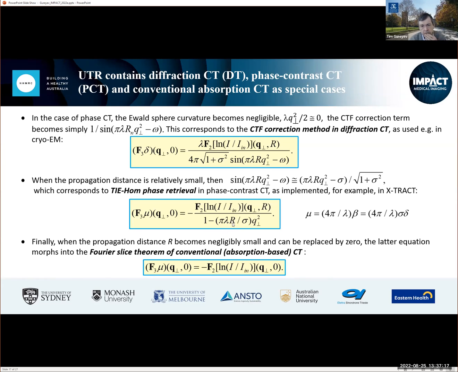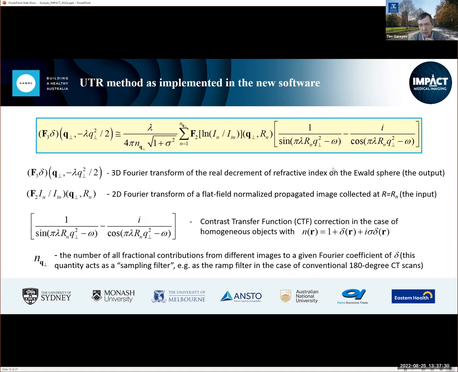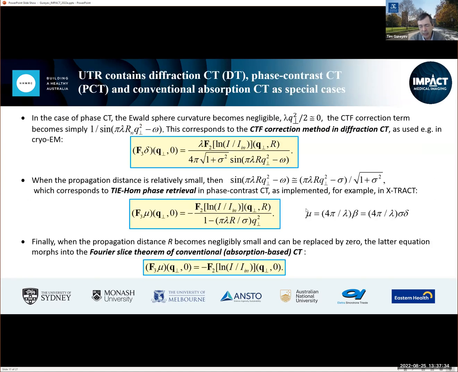Finally, when this propagation distance becomes really small, it can be replaced by 0. So you put 0 here. What you get is the Fourier slice theorem of conventional absorption-based CT. So that means that this general formula that I presented here, under the right circumstances, automatically converts into the conventional phase contrast or diffraction tomography, and it incorporates all of them in one formula.